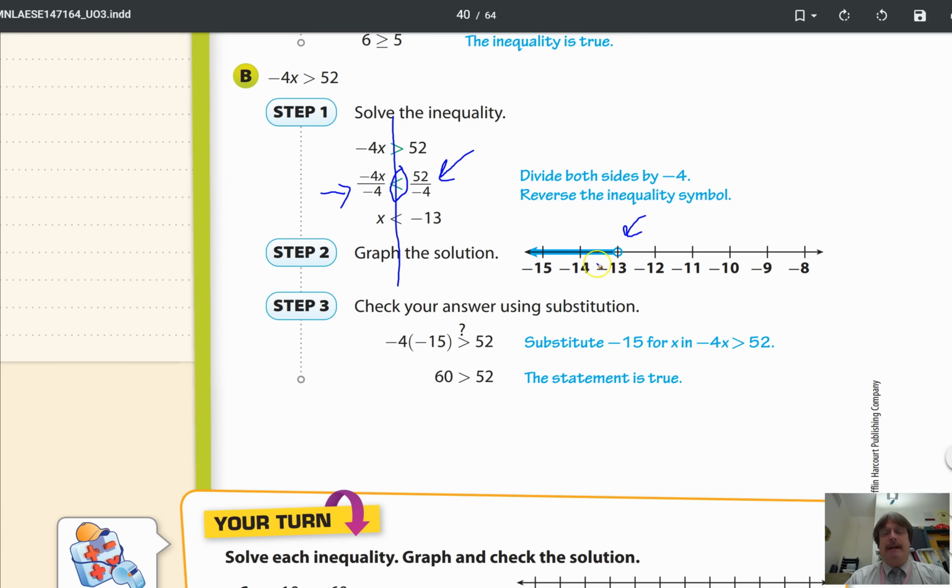And then if you go ahead and you take any number and you put it in here, so they used -15 times a -4, so negative times a negative is a positive, and of course 4 times 15 is 60, so 60 is greater than 52.